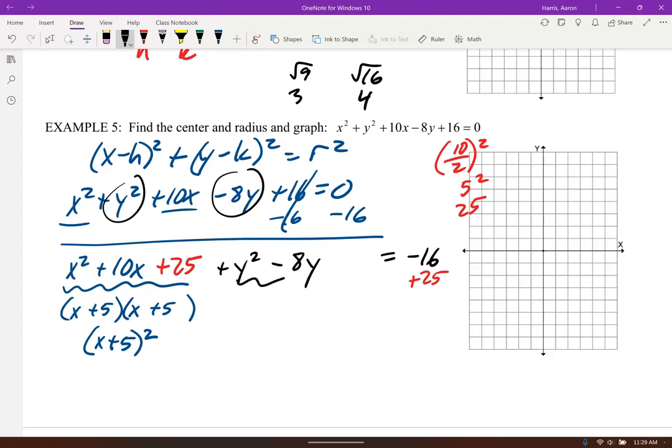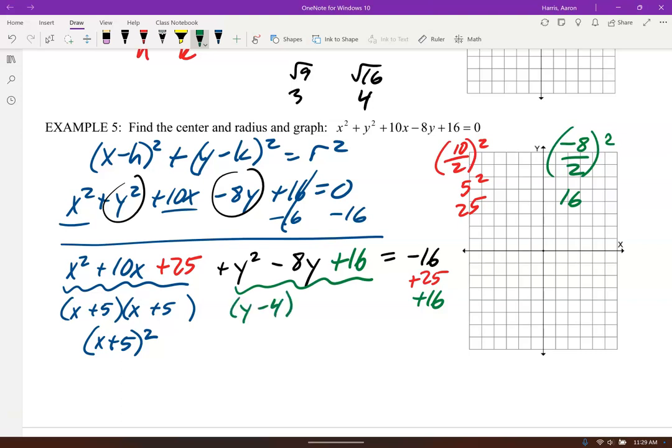Now I'm looking over here, and the question is, what do I need to add in here to make this a perfect square? So I take that same number, negative 8, the b term, divide it by 2, and I square it. Well, negative 4 squared is 16. So 16 is the number that I want. So let me add in 16. And if I add 16 to the left side, I got to add 16 to the right side as well. And now notice this factors into y minus 4, y minus 4, or in other words, y minus 4 squared.